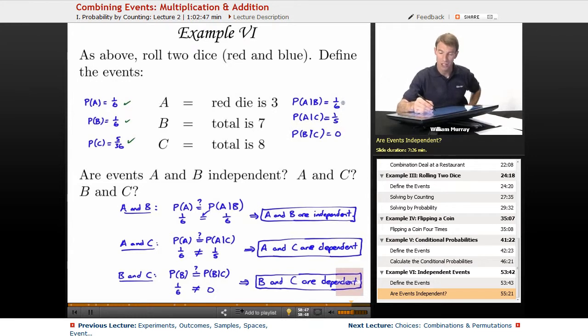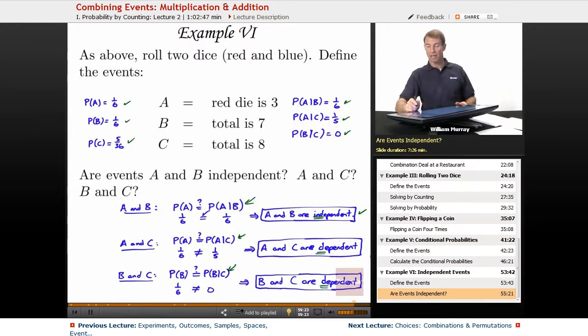And then we calculated the conditional probabilities, 1/6, 1/5, and 0. We calculated some others in example 5, but I just extracted the ones I would need here. Now to check independence using calculations, you just check whether the conditional probability is equal to the probability without making the assumption that the other event is true. So that's what I checked. I just checked the numbers each time, and if they were equal, I said they're independent. If they're not equal, I said they're dependent.